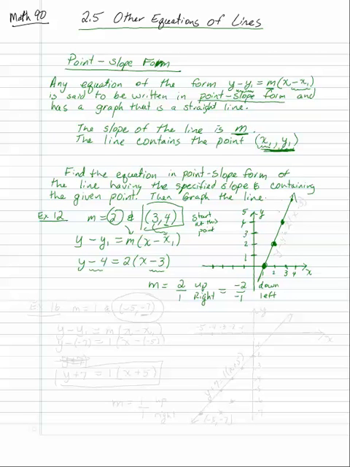And there you have it. y minus 4 equals 2 times x minus 3.